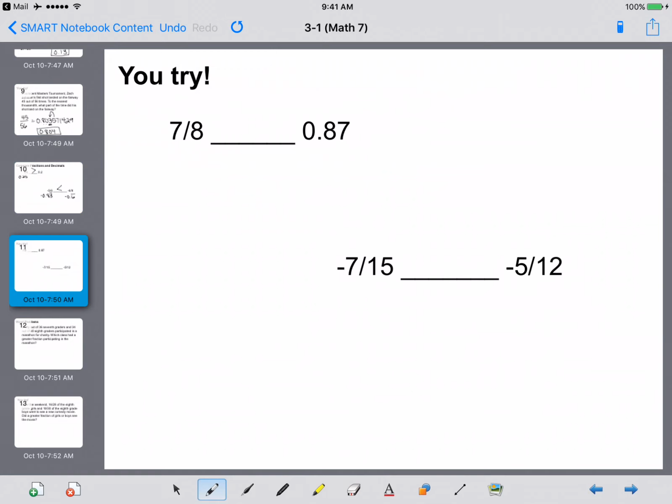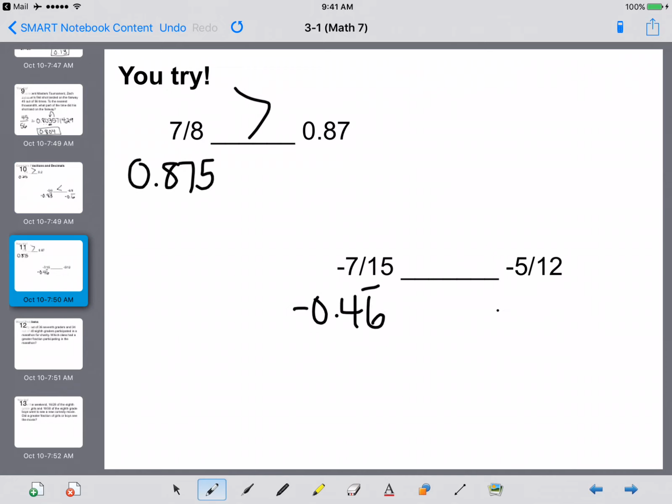Now I want you to try and check back. So into my calculator, 0.875. 0.875 is bigger than 0.87. And then negative 7/15 gets us negative 0.46 repeating.